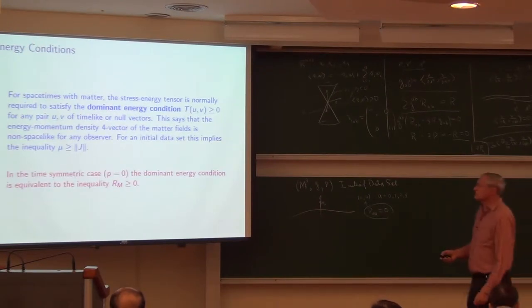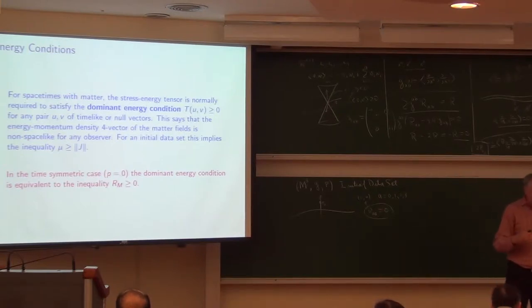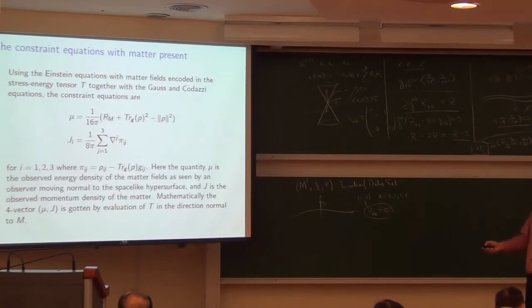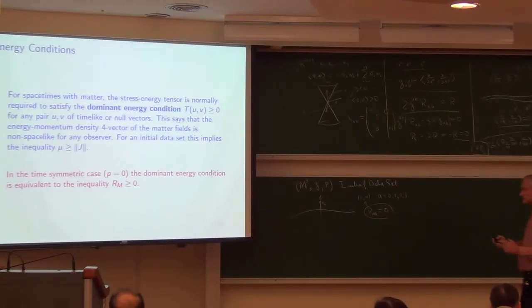So notice in the special case, there's a case called time symmetric, that's where the initial velocity is zero for the data, then the dominant energy condition is equivalent to saying the scalar curvature is not negative. Because if P is zero, then this first equation is just a constant times the scalar curvature, and then mu being not negative tells us the scalar curvature is not negative. Okay, so in that case, it's purely just an assumption on the metric g.